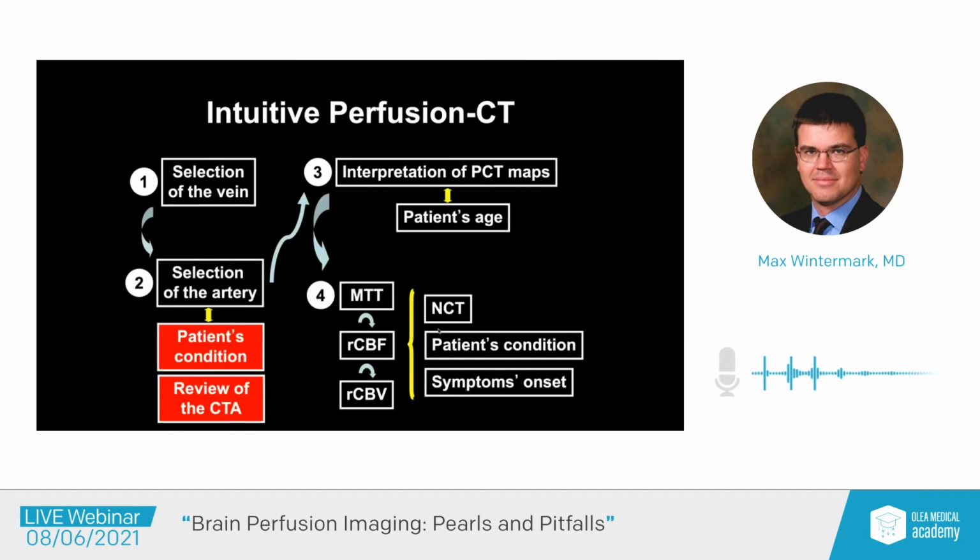And that depends a little bit on the patient's condition, and also often you have to review your CTA, and that's something that I'll mention again later. Typically, when you do perfusion imaging, you should not interpret the perfusion imaging in a vacuum. You should look at your non-contrast head CT. You should look at your CTA because it's important to, again, combine the information of all those modalities to be able to make sense of the results that you get with the perfusion imaging.